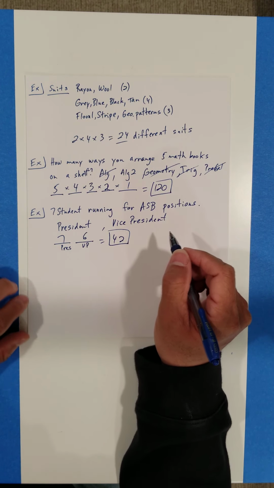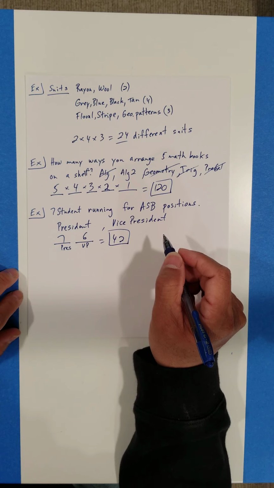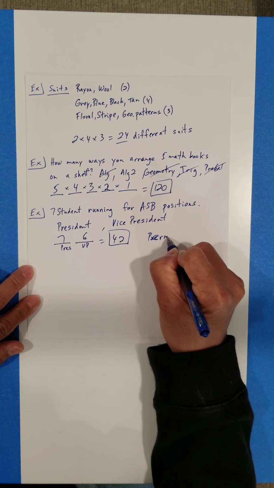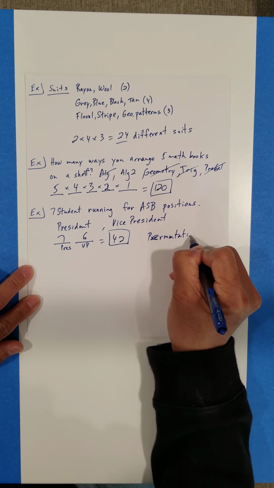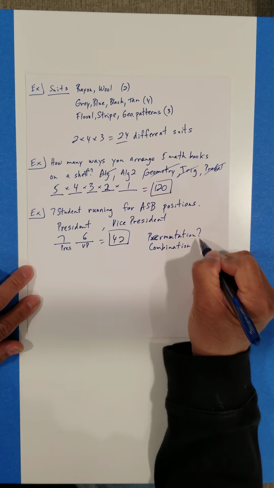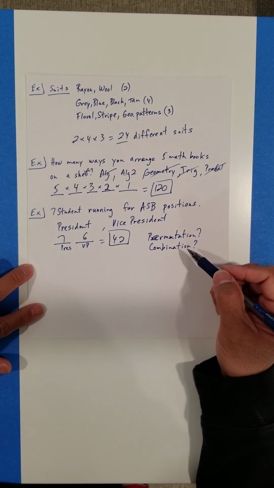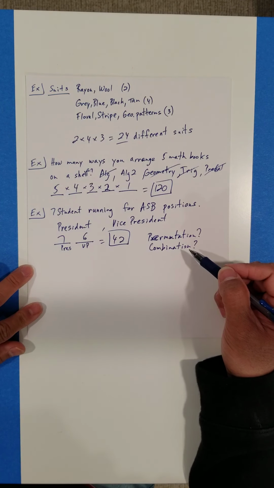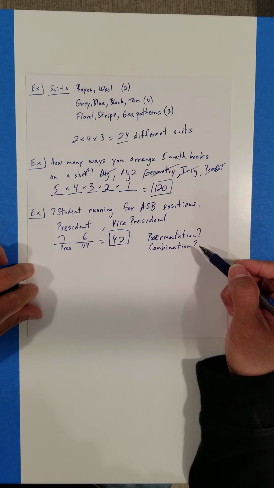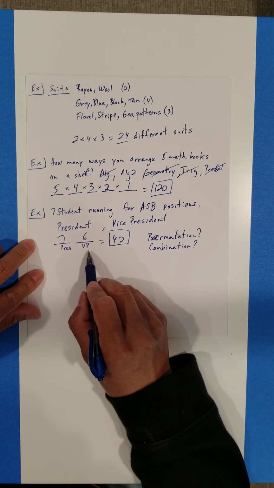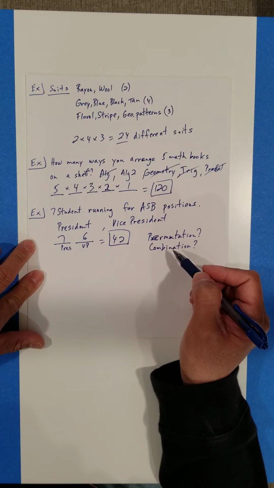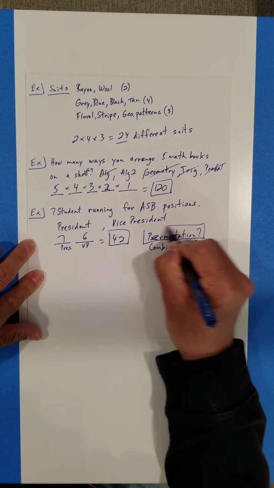All right, or if you think about it in terms of permutations or combinations, you can think about it like that also. Which one is this? Is this a permutation or a combination? You have to ask yourself, does the order of when I choose the person matter? The first person is going to be president, the second person is going to be vice president. So the order does matter. This is strictly a permutation problem.